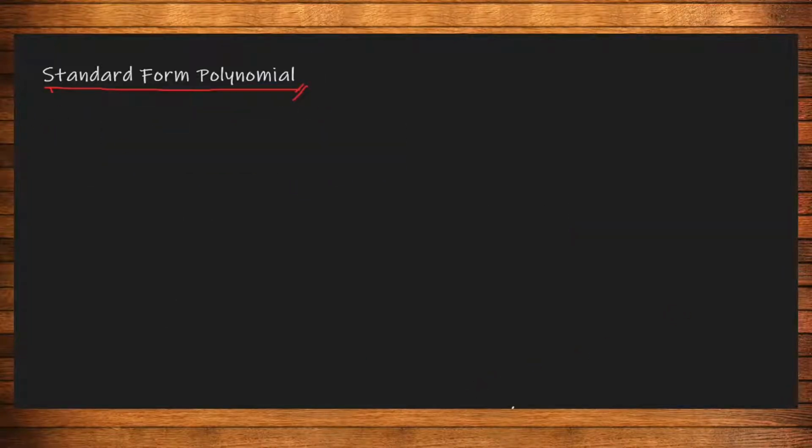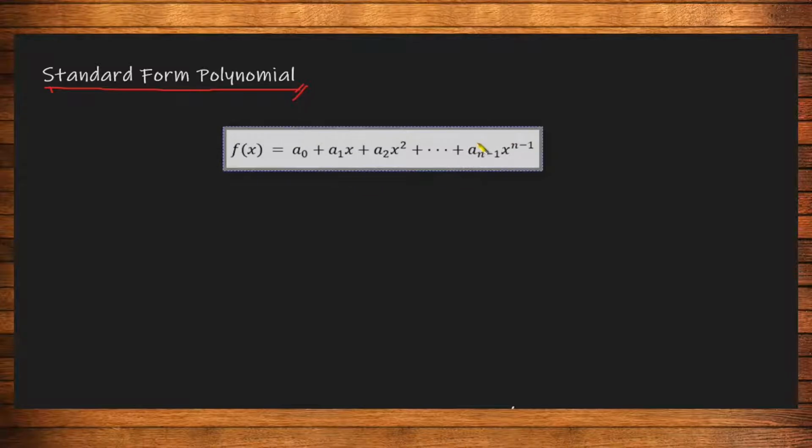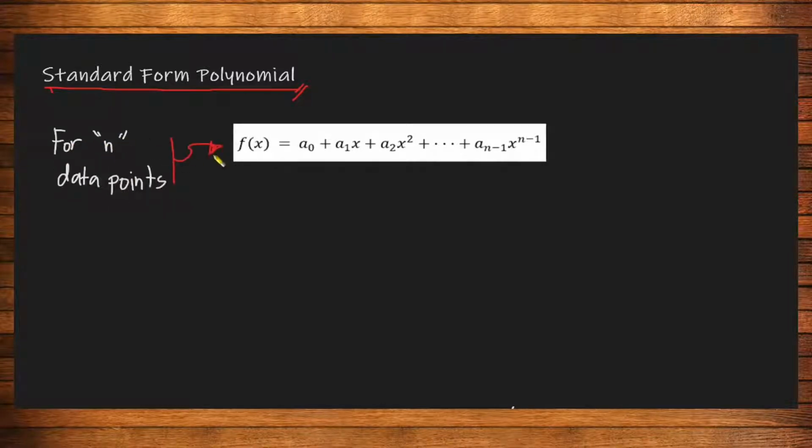Now, the general formula for an n-1th order polynomial can be written as f of x equal to a sub 0 plus a sub 1x plus a sub 2x squared plus ... So hanggang a sub n-1 times x raised to n-1. Okay, so this formula is for n data points. Again, yung order natin dito is n-1. Now, yung kailangan lang natin gawin dito is we need to determine the values of these coefficients. So, a sub 0, a sub 1, hanggang a sub n-1.